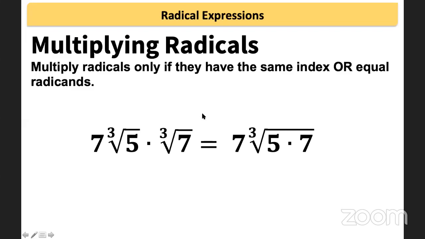So first, let's look at this. Ito, meron kang parehong index. Kapag same yung index mo, pwede mo i-multiply yung radical nila sa yung radicand nila. Okay? Pwede mo lang i-multiply. Like this one and this one. Okay? So you'll have 5 times 7 dito sa loob.